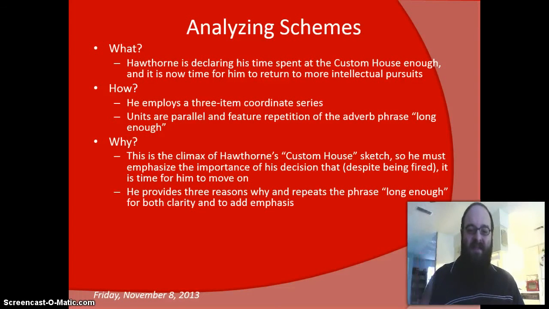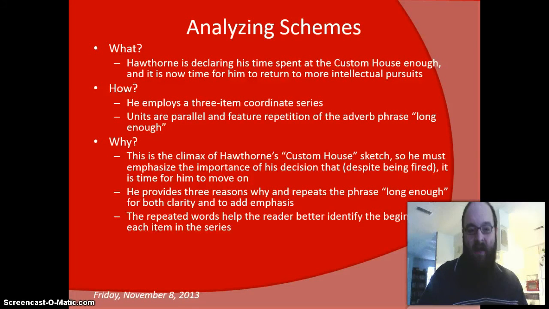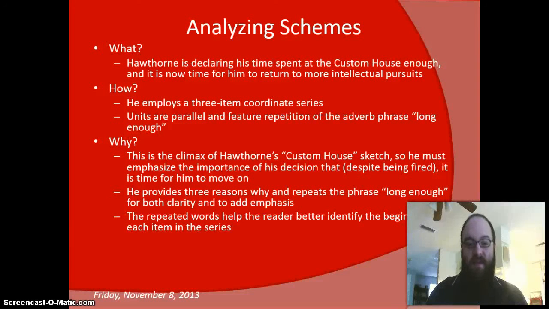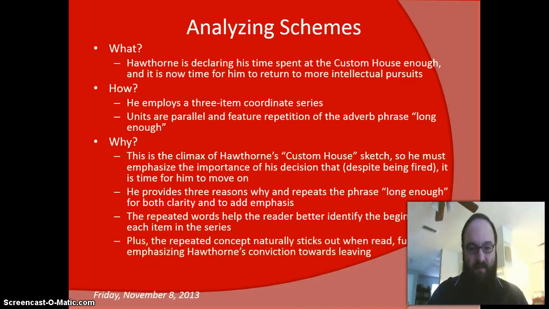I think it both provides clarity because the sentence is so long, and it adds emphasis to the concept of "long enough." The repeated words help the reader better identify the beginnings of each item in the series. That's what I meant by clarity. We talked about this when we first started talking about the concept, when we discussed the way in which you can lengthen or shorten the slot into which a coordinate unit fits to either add repetition or create concision. And so here he's lengthened that slot so that he creates the most repetition.